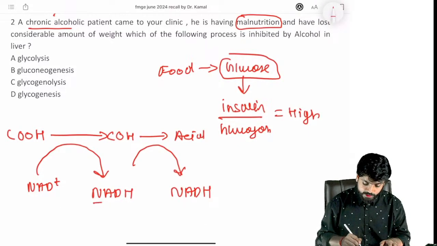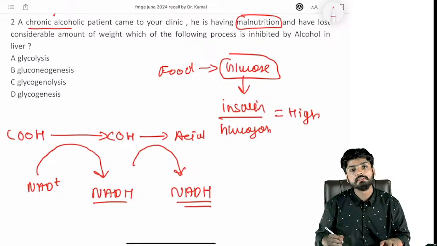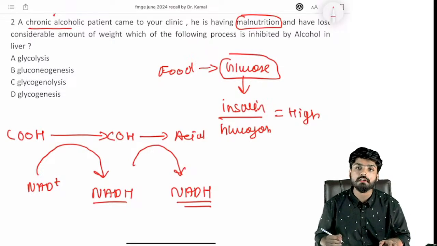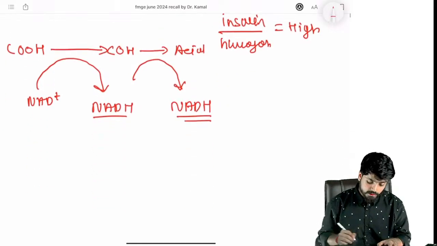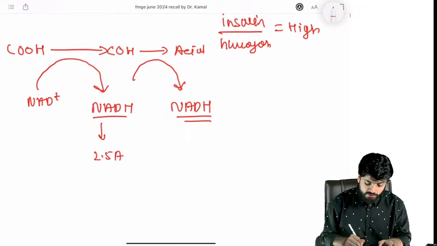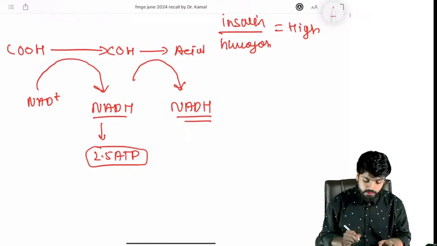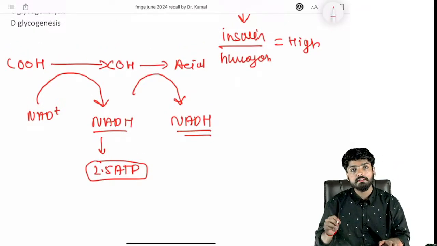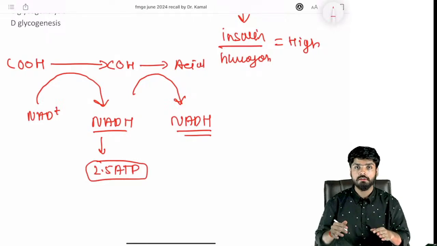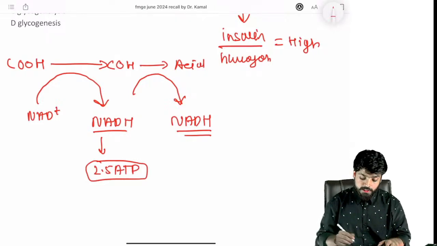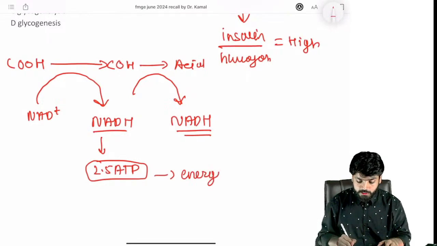Now what is this NADH? When we study glycolysis, when we study Krebs cycle, we know NADH gives rise to 2.5 ATP. So we can understand that the patient who is consuming alcohol on a daily basis in a large amount is in an energy rich state.